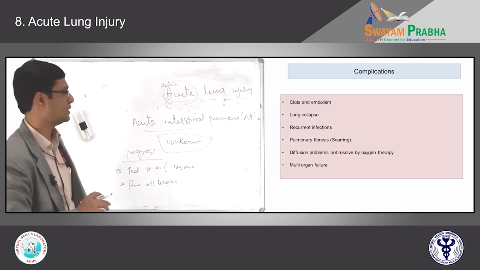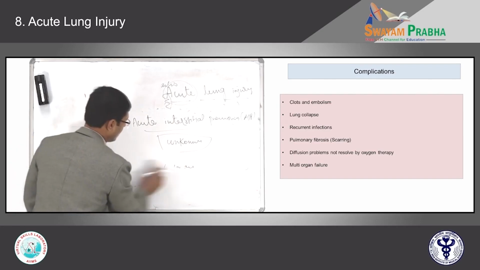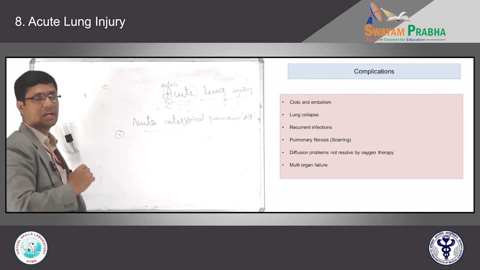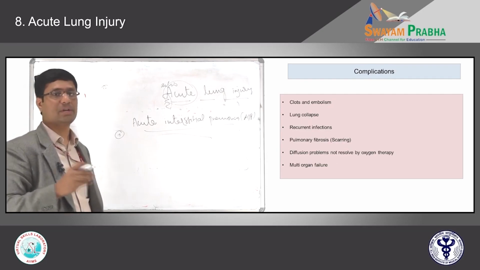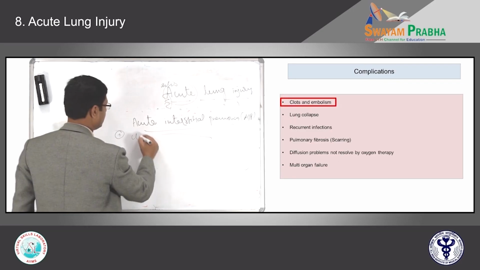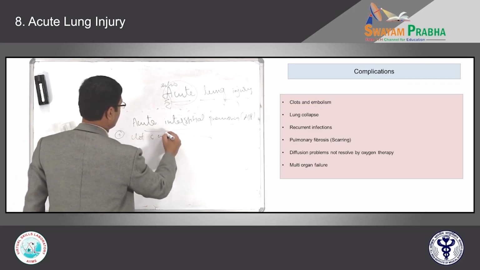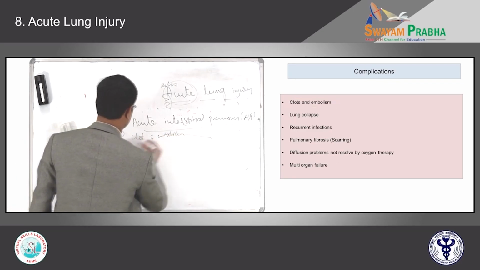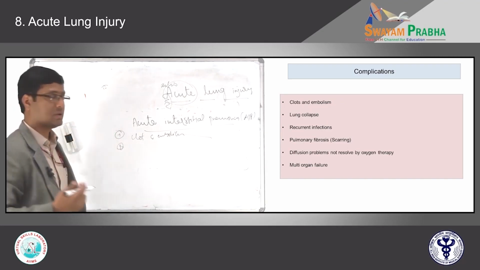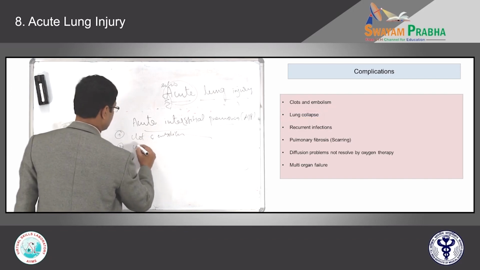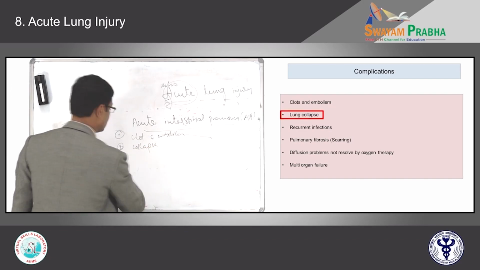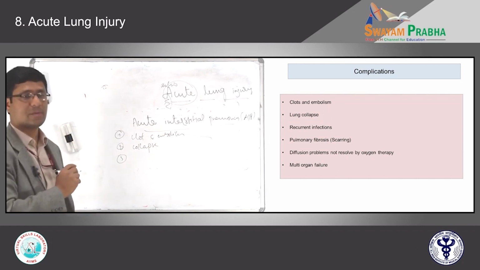So what are the complications? What all can happen in acute lung injury? Because it is causing vascular damage, you can have multiple clots and embolism. Embolic episodes can occur. This is one of the complications. If the lung is severely involved, the lung may collapse. In the fibrotic lung, in the severe later stage, it can collapse.